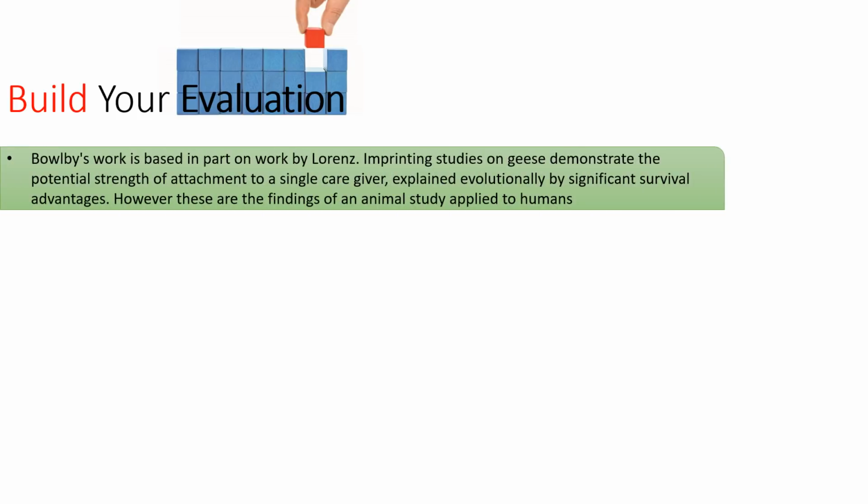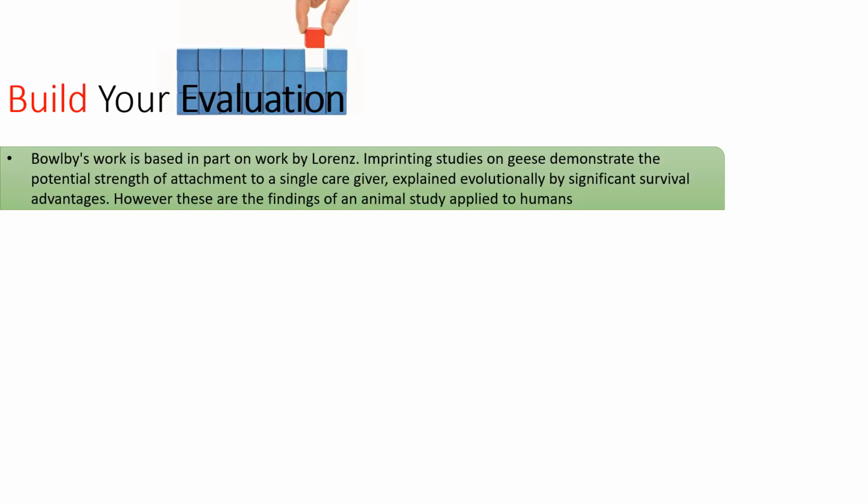So first up, Bowlby's work is based partly on work by Lorenz. Now these imprinting studies do demonstrate the strength of what a strong attachment to a single caregiver can give. Geese in the wild simply wouldn't survive unless they had this imprinting mechanism. And you can see how it would be useful as well to have a similar system in humans. But we do have to be careful. Just because we've clearly observed something in an animal doesn't mean it can be generalised to humans. We are of course very different from geese for a lot of reasons.